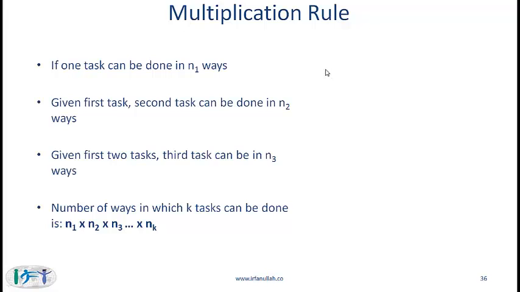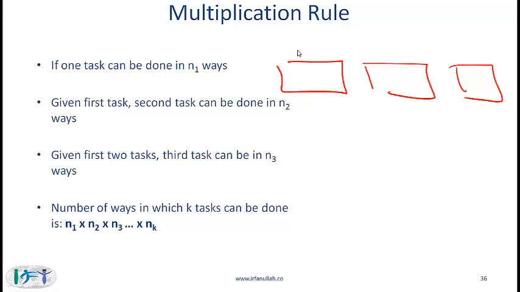Let's say that you have a process that consists of 3 different tasks. Task 1, task 2, and task 3. Let us say that the first task can be done in 4 different ways. And then once you've done the first task, the second task can be done in 2 ways. And once you've done the second task, the third task can also be done in 2 different ways. So the question is, what are the total number of ways in which these 3 tasks can be done?